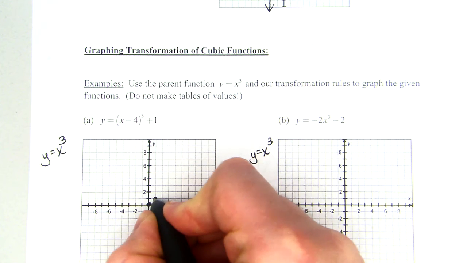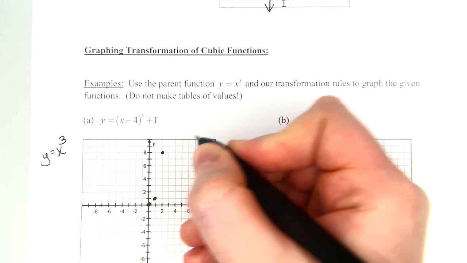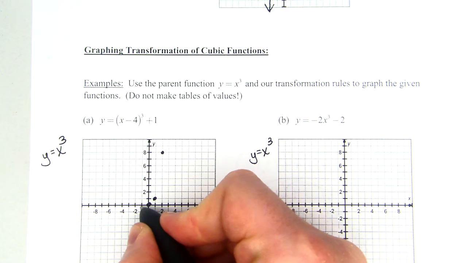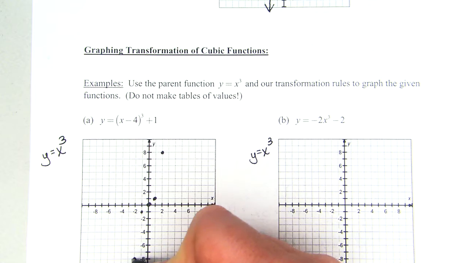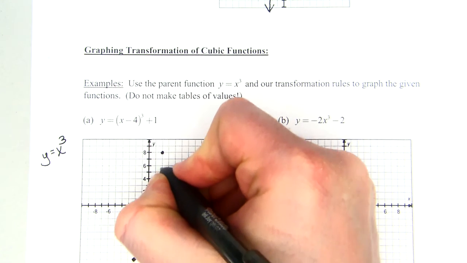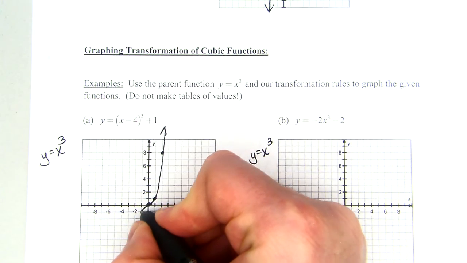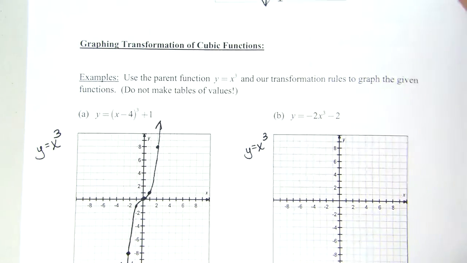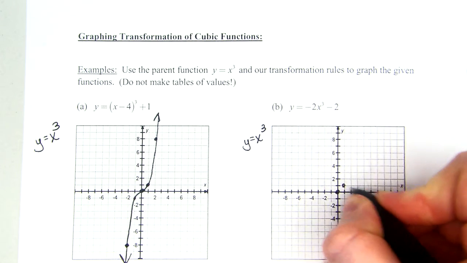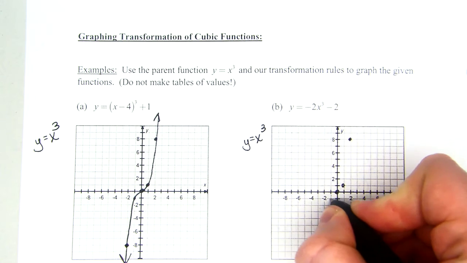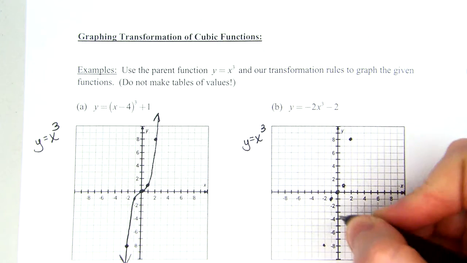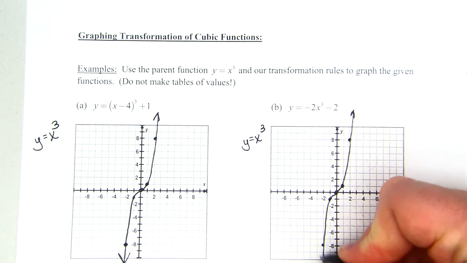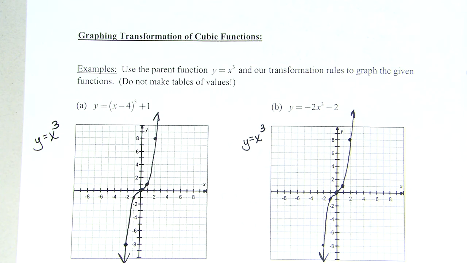0, 0, 1, 1, 2, 8. By the way, how do I remember these numbers? They're just x values and then their cube. -1, -1, -2, -8. Connect the dots. And we're getting one of those. Going to do the same over here. Numbers and their cube, 0, 0, 1, 1, 2, 8. -1, -1, -2, -8. Connect the dots. And we've got our y equals x cubed.